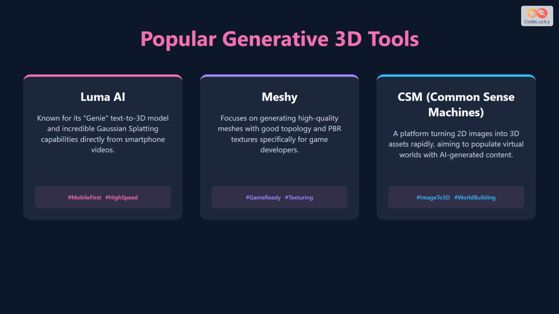There are several tools leading this space. Luma AI is famous for allowing anyone to capture 3D scenes with a phone. Meshy is a great tool for game developers needing clean assets. CSM, or Common Sense Machines, focuses on rapidly turning 2D images into world-ready 3D content.